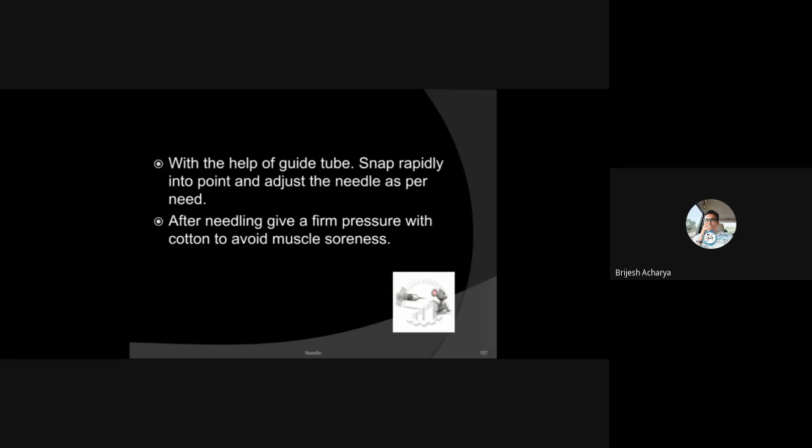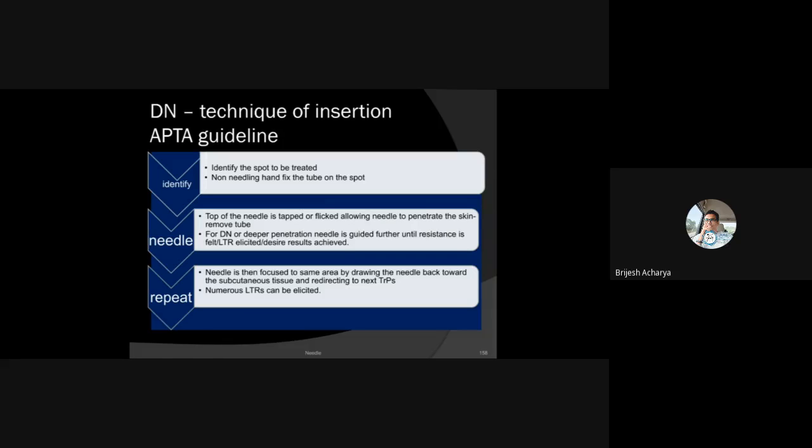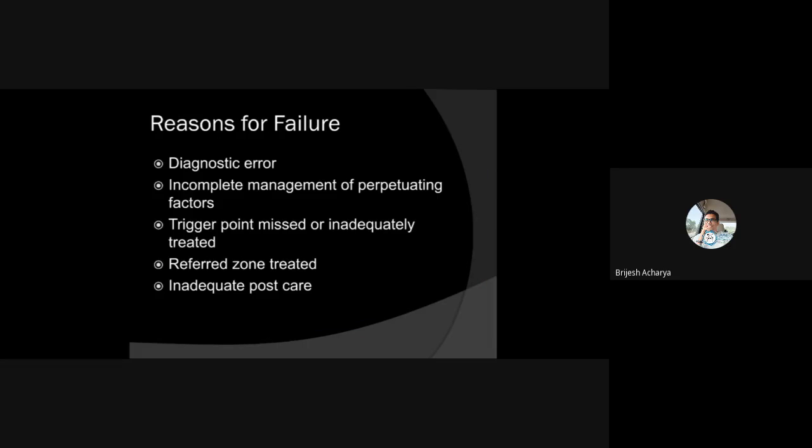And with the guide tube also you can, this is the APTA guideline, how you perform the technique. There is a reason for failure if your diagnosis is not correct, if you are not managing the precipitating factors properly, if trigger point is missed, or if you have treated somewhere in the referred zone. So there are the reasons of failure.